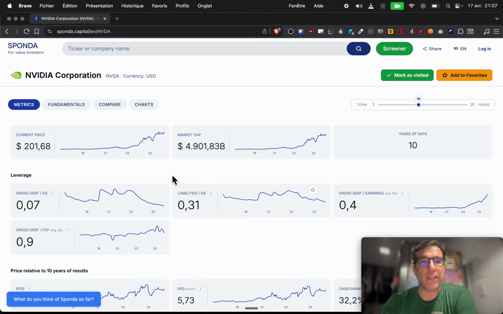And this is the entry page for a given company at Sponda. If you're not there yet, please visit sponda.capital. It's free. And I'm going to talk to you a little bit about these first two indicators here: current price and market cap, or market capitalization. Current price would be the price of one share.